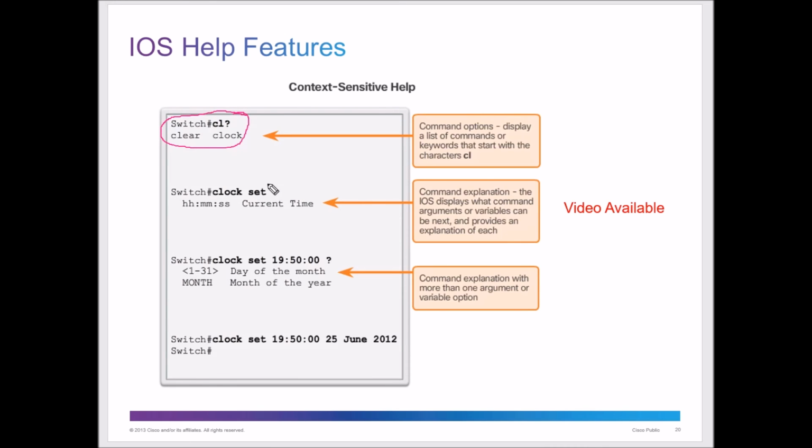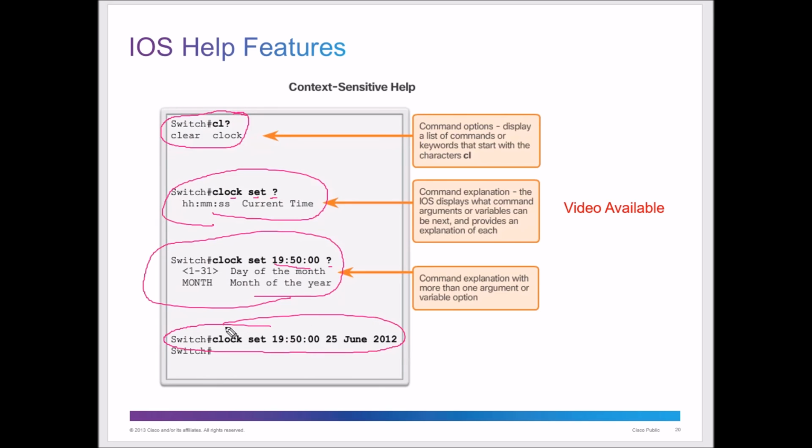What's available. If we type clock set, so set is the next command on our clock command. Then we put space question mark, and that lets me know what's available to us. Clock set question mark says that's the command explanation. And then if we did clock set, put our time in and put another question mark, that lets us know what the next level is. So that's the command explanation with more than one argument or a variable option. Then we know we can put in our clock set 1950 on 25 June 2012.